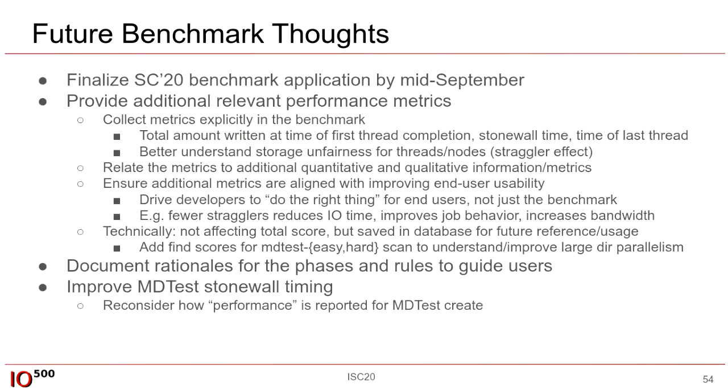whether we have a find score that's easy and a hard find, because during the test runs, there's an observation that if you have a good MD test hard result, and so you create a large number of files, the find score can be slowed down because now you have to scan through all of those files in a single directory. So we're looking at, can we add a find easy and a find hard in a manner that doesn't affect the overall result, or would they be optional runs that run later in the test, but don't affect the overall score. And then we can collect those for a few years and see whether it's worthwhile to move over to those at some point in the future.